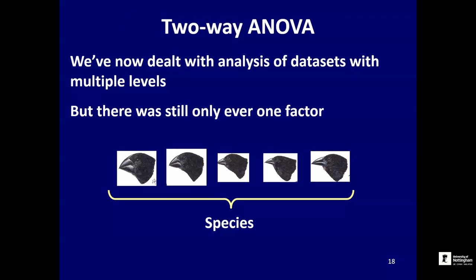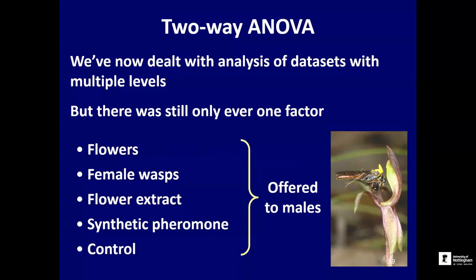So far with analysis of variance, and in fact all the other tests that we've looked at, situations in which there's only one factor. So in the Darwin's finches example from last week, I talked about a single factor that had 5 levels, and that was the species of finch in the study. And today, earlier on in part 1 of this lecture, I talked about this wasp example where again we had 5 levels of one factor. The factor was the treatment applied to the males, and the 5 levels were various different stimuli which might make the males want to copulate.